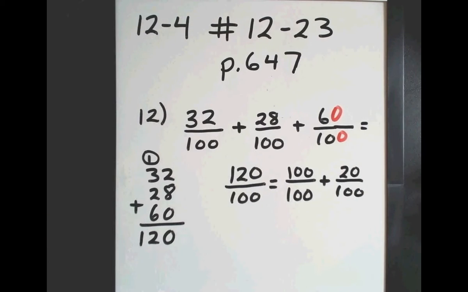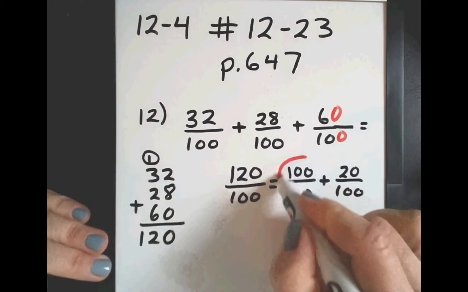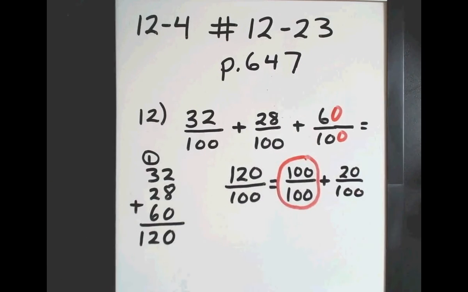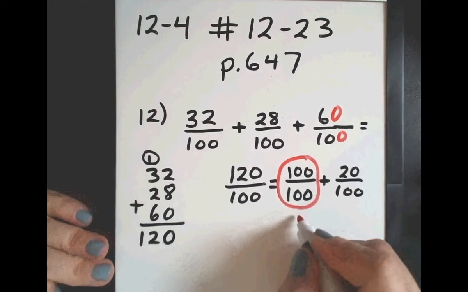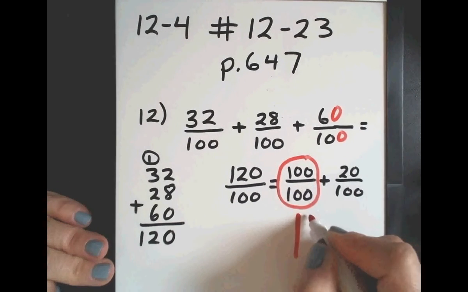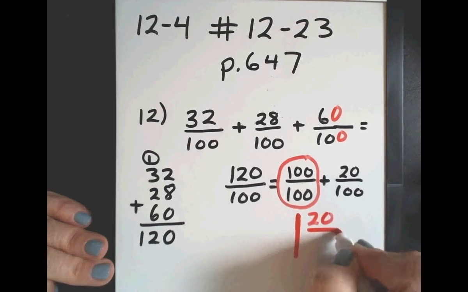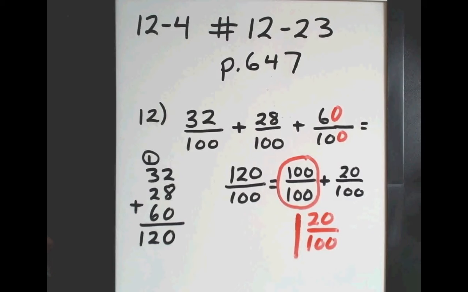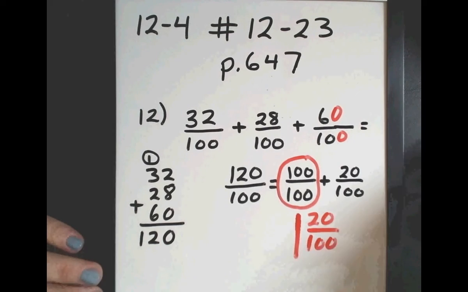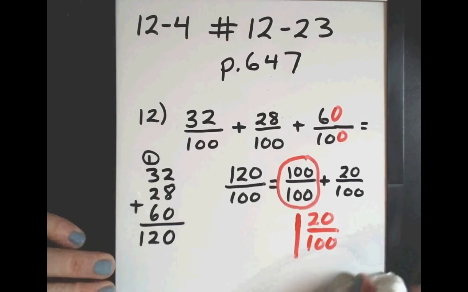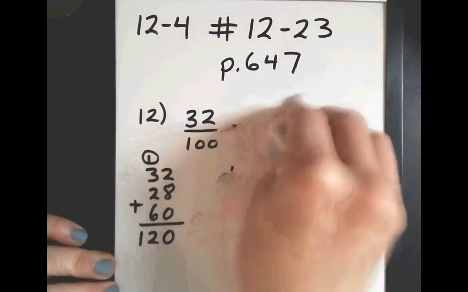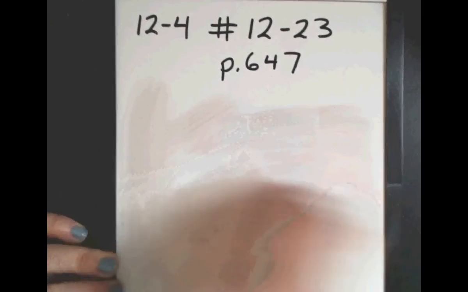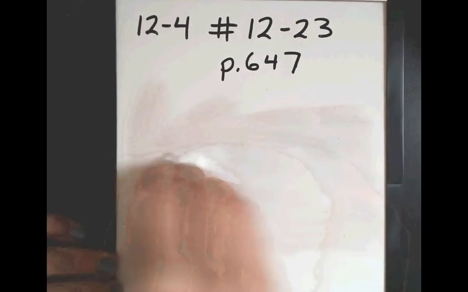So I'm going to circle this one because that makes one whole. So I'm going to rewrite that as one whole, and then I'm just going to put the fraction part right next to it. So the answer for number 12 would be 1 and 20 hundredths. Okay, so let me go ahead and erase this, and we'll start with number 13.